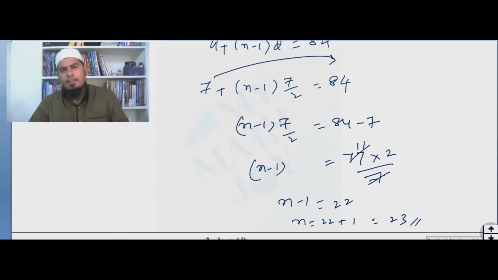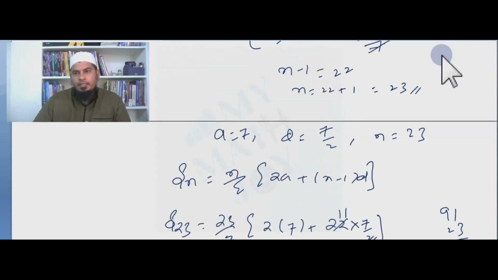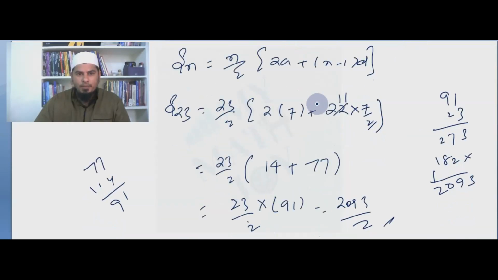Now you got the A value, the D value, and the N value. What must we do then? We must find the Sn value. So let's proceed to find Sn. Yes, we need to find the Sn value, and here we have calculated in this way. Please cross check by yourself, because when the A value, D value and N value are given, we can find Sn by the formula: Sn is equal to N by 2 into (2A plus (N minus 1) into D), and we found it. Thank you very much.